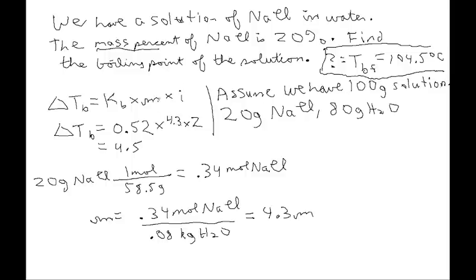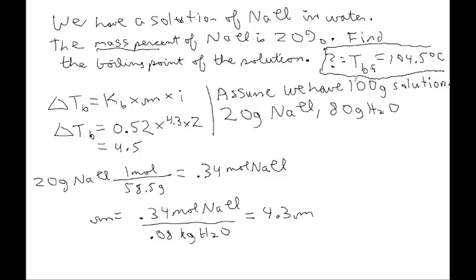Notice that we couldn't find the molality here until we assumed a specific number. Actually, you could find the molality without assuming a specific number, but it becomes more complicated algebra. So it really helps to assume a number. Now, does this mean we really have 100 grams? Well, no. But the point is, you can experiment with this.